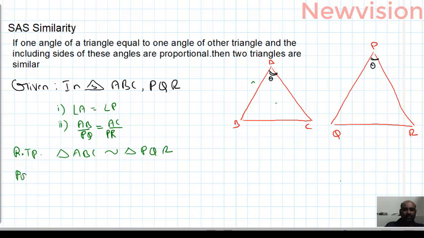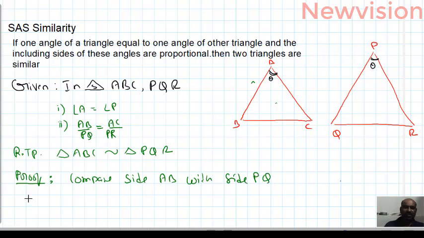So proof. Same, comparing side AB with side PQ. Again there exist two possibilities, AB equal to PQ or AB not equal to PQ. From AB not equal to PQ, again you get two possibilities, AB greater than PQ or AB lesser than PQ. All the three cases I will prove that these two are similar. Okay, compare side AB with side PQ. Now cases will arise. Case 1: AB equal to PQ.